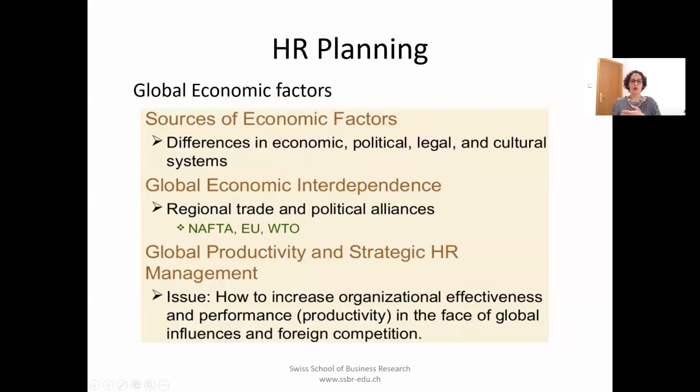Other economic factors. Well, what kind of sources can we see of the economic factors? Well, we have to think about the differences between their economic, political, legal, and cultural systems. Then we have to also think about the regional trade and political alliances. And then, of course, the global productivity and the strategic HR management. What does this mean? Well, for example, how can we increase our effectiveness as an organization and our productivity in the face of global influences and foreign competition?